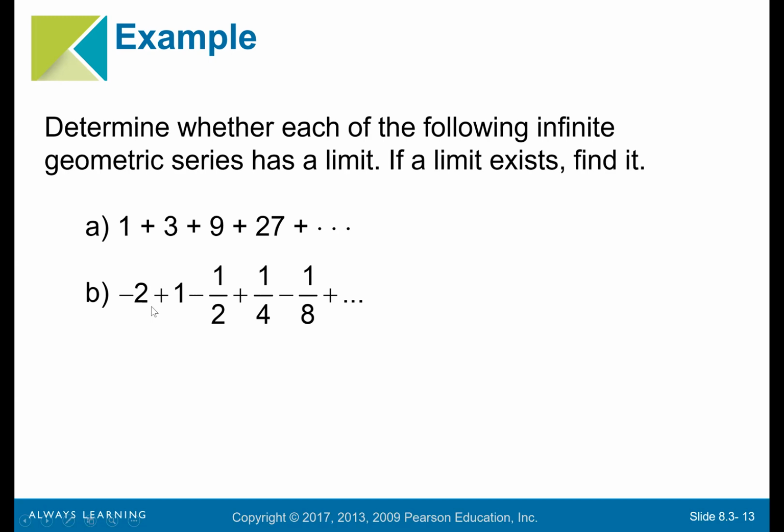Down here, is this geometric? And if it is, what is R? It is, and you're multiplying by -1/2. And one of the things I want to talk to you about is when all the signs are negative, that still means that R is positive. The only time R is negative is when the signs alternate. But you are correct. R is -1/2. Is that between -1 and 1? Yes. So we will be able to find the sum of this infinite series.